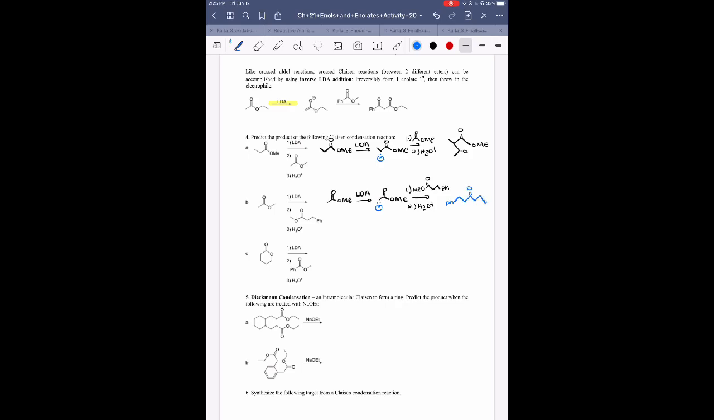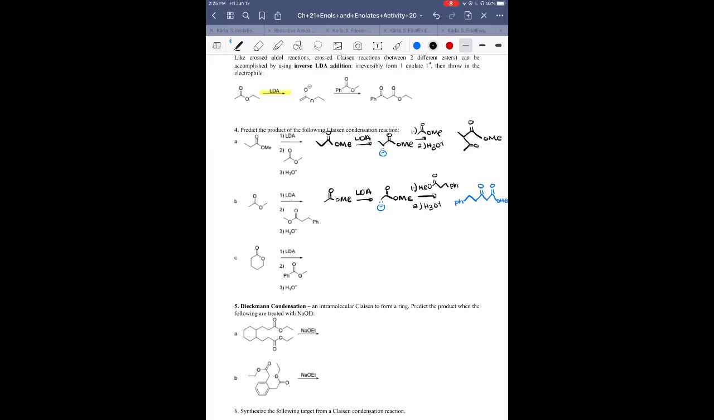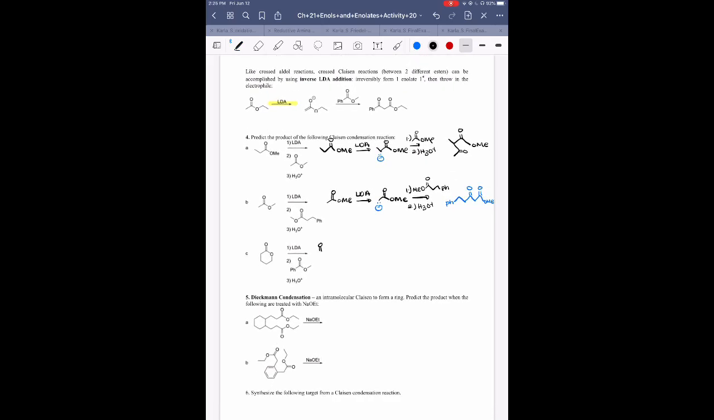We're going to do the exact same thing. We're going to react the first ester with LDA, make it an enolate, and then we're going to throw in the electrophile, and we're going to get our product.